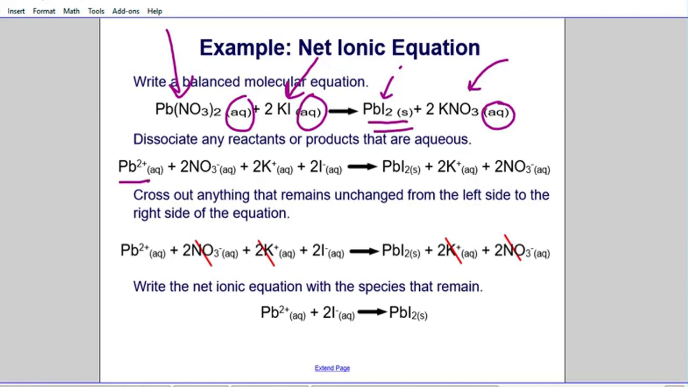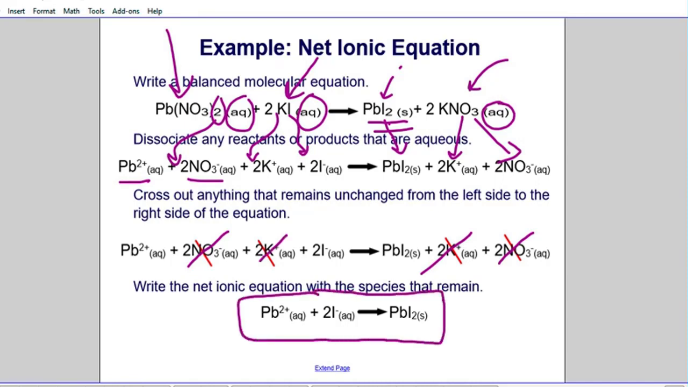So we have the lead ion, 2 nitrate ions. Notice we had 2 up here, so that 2 comes down to there. 2 Ks, aqueous, so we have 2K, and we also have 2I. The lead iodide comes down like it is because it's solid, and then here's what potassium nitrate goes into. And now the fun part, we cross out like items on the left and right. So 1 nitrate is there, potassium's here, and then what we have left is our net ionic equation.